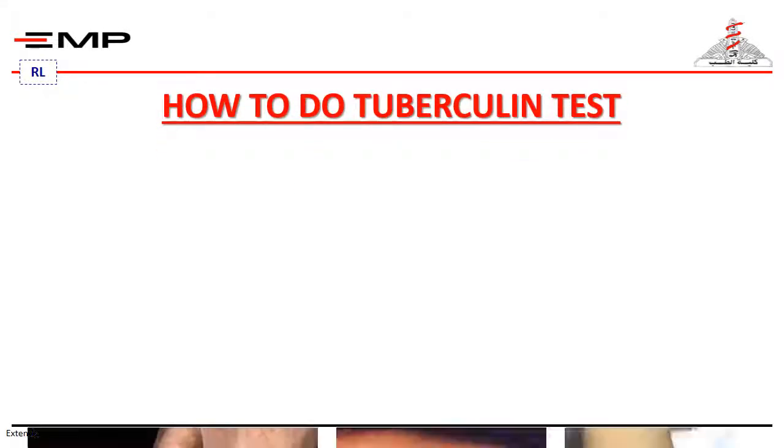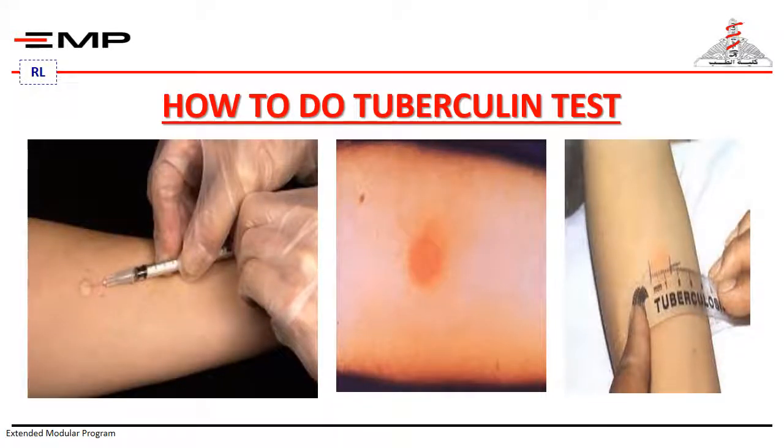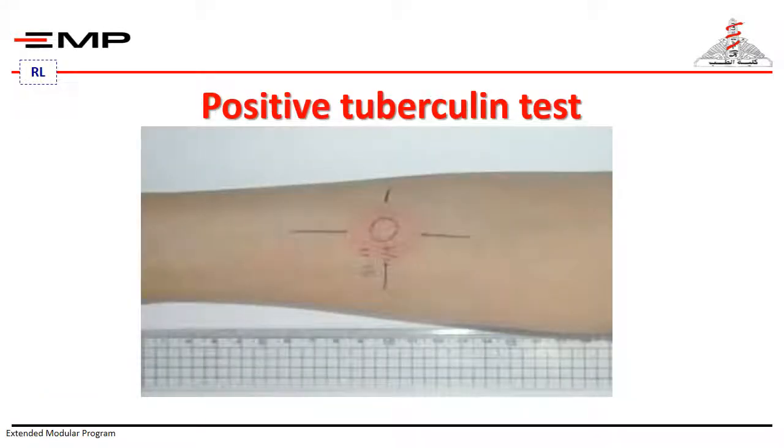How to do the tuberculin test? Remember, it is an intradermal test. I inject the PPD intradermally, and I will wait for 48 to 72 hours, okay? And I will measure the induration, not the redness, the induration. So a positive tuberculin test is considered when there is induration, not redness, of more than 1 centimeter in diameter, 10 millimeters in diameter.